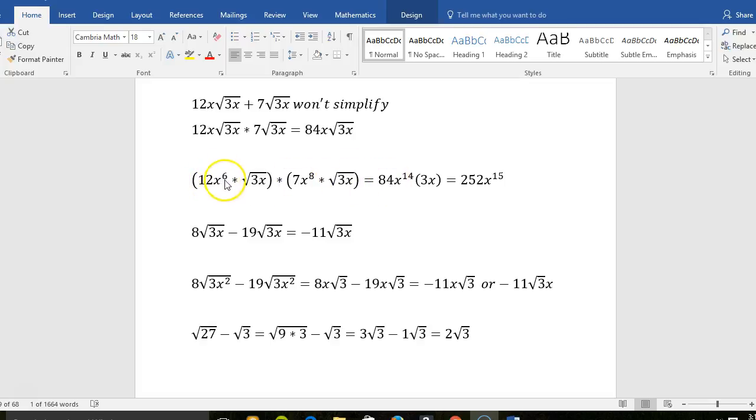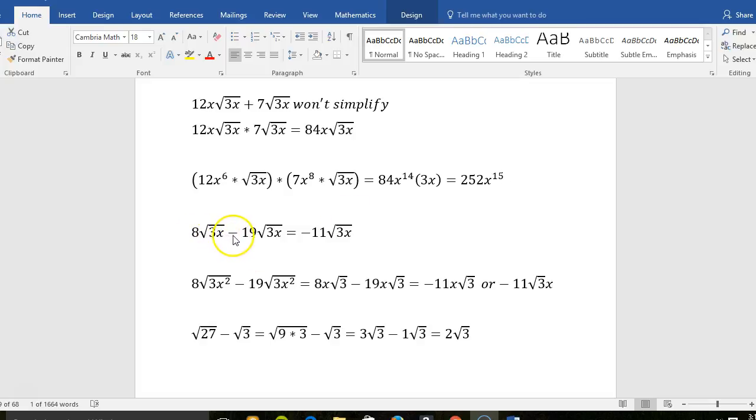You multiply the x to the 6th and the x to the 8th, and you add the exponents to do that, and you get x to the 14th. And radical 3x times radical 3x is just ordinary 3x. And all this is being multiplied together. Now by commutativity and associativity, you can do 84 times 3, you get 252. x to the 14th times x to the 1 is x to the 15th by adding of exponents. So there's that. Let's move on to the next example.